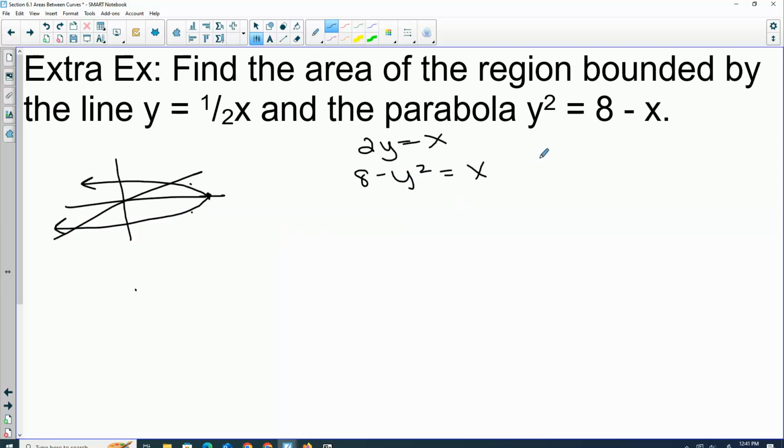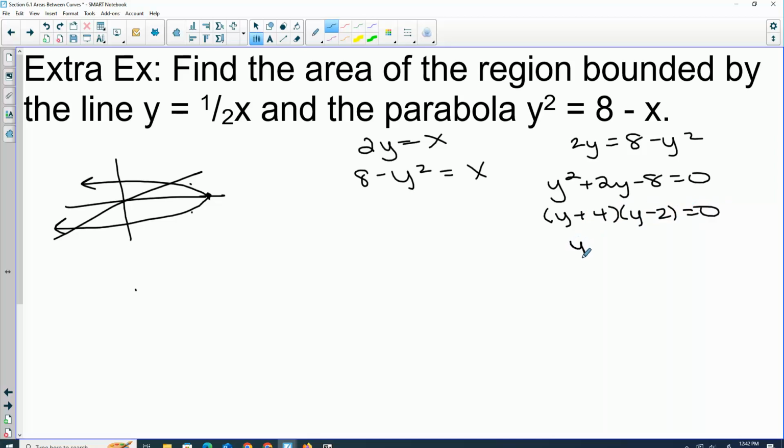So when we set this up, we have to have the intersection point. So we need to know, when does 2y equal 8 minus y squared? So if I bring this over, y squared plus 2y minus 8, which factors as y plus 4, y minus 2. So we get negative 4 and 2. If you're not sure, so if you have the picture, it's right minus left. So my right one is my 8 minus y squared. My left one is the 2y.